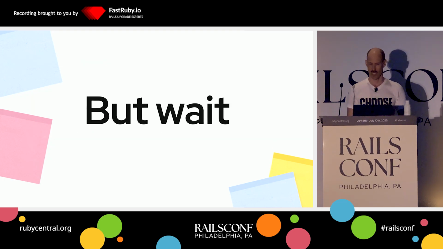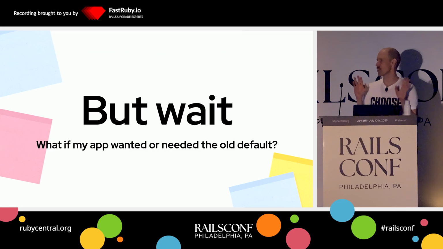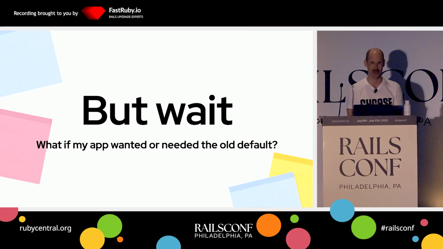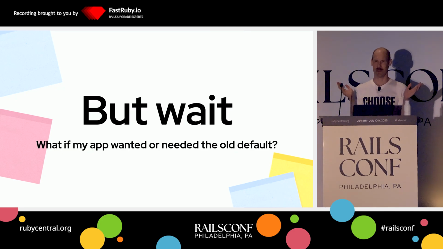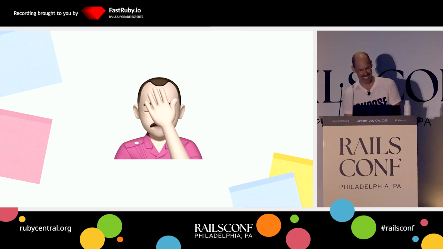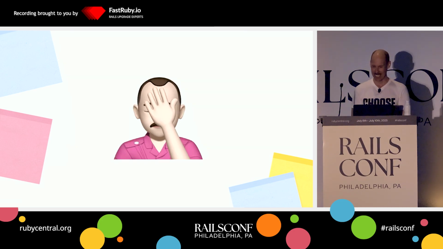OK. So this is all great, wonderful, thank you, Rails. But wait, what if your app wanted the old default? What if you needed an input tag of type button, or you needed the Set-Cookie header to be false? I don't know why that would be, but maybe you did need it. Well, what if your app needed those old defaults? Well, congratulations. Your app is now broken. Is it any wonder why Rails upgrades get such a bad rap?